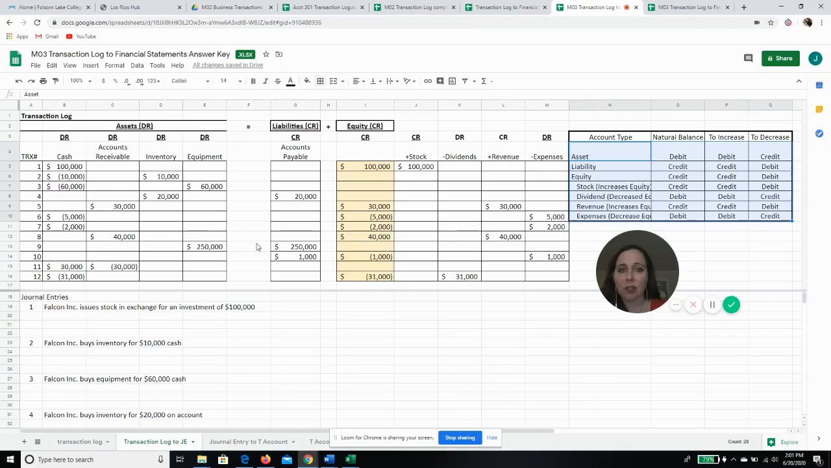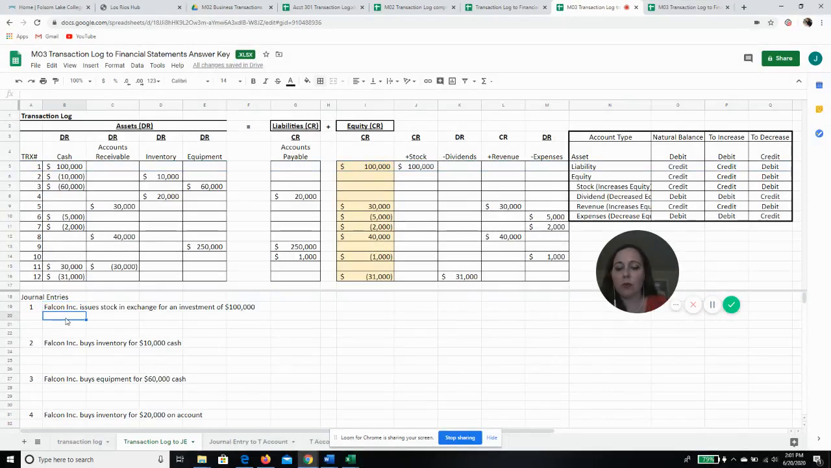I have my transaction log from the last module, and I'm going to start booking my journal entries. If you remember, debits equal credits, debit to the left, credit to the right. So I'm going to start with my debit transaction. Our first transaction is Falcon Inc. issues stock in exchange for an investment of $100,000. That's transaction one right here.